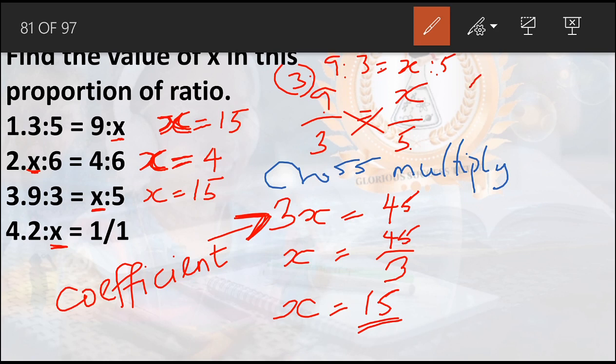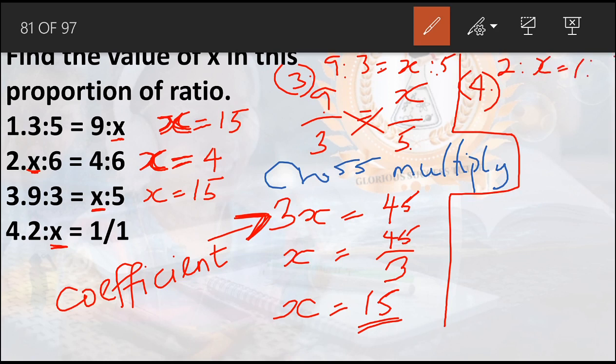Now, number 4. Let's do number 4 here. Number 4 says 2 ratio x equals 1 ratio 1. Let me write it clearly and neatly. This writing is not too presentable. Okay. 1 ratio 1. That's amazing. So 2 over x equals 1 over 1. Can you close your eyes and tell me the answer? Just 2 seconds. Final answer of x is what? I think it's 2.